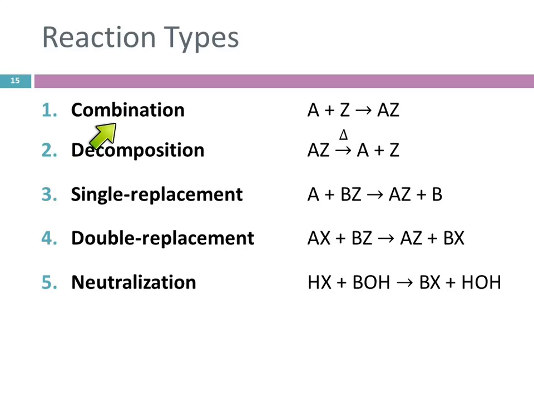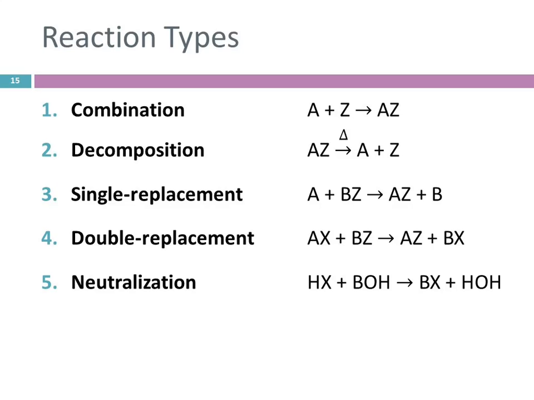So in a combination reaction, this is a general equation here. There is no element A and there's no element Z. So these are just standing in like variables. You take 2 different substances and you combine them into one. We can identify a combination reaction because it has at least 2 reactants but only 1 product.